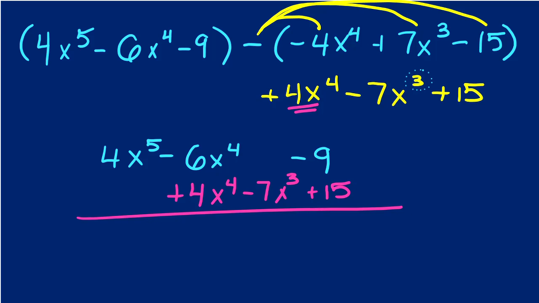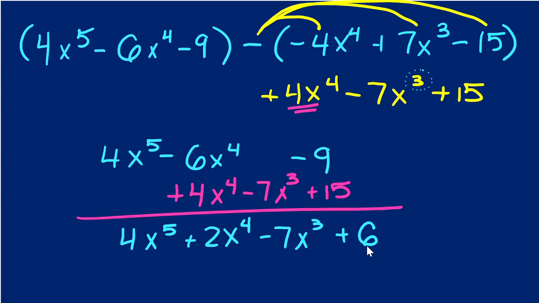As we add our lines together, the 4x to the fifth will come straight down. The negative 6x to the fourth and the positive 4x to the fourth will combine to give us negative 2x to the fourth. The negative 7x cubed will come straight down, and we'll have a plus 6 at the end. Negative 9 plus 15 is positive 6.